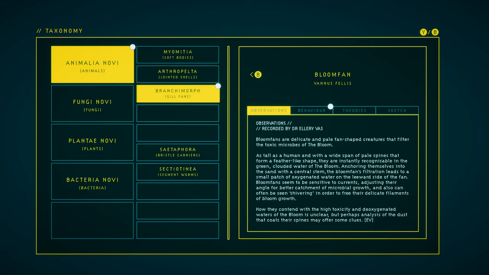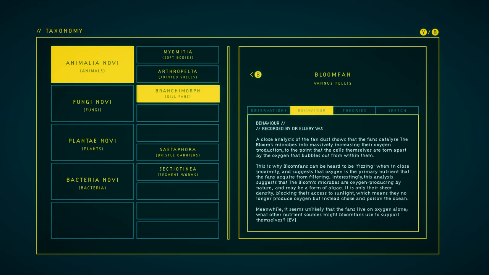Observation and behavior for the bloom fan. Bloom fans are delicate and pale fan-shaped creatures that filter the toxic microbes of the bloom. As tall as a human and with a wide span of pale spines that form a feather-like shape, they're instantly recognizable in the green, clouded water of the bloom. Anchoring themselves into the sand with a central stem, the bloom fan's filtration leads to a small patch of oxygenated water on the leeward side of the fan. Bloom fans seem to be sensitive to currents, adjusting their angle for better catchment of microbial growth, and also can often be seen shivering in order to free their delicate filaments of bloom growths. How they contend with the high toxicity and deoxygenated waters of the bloom is unclear, but perhaps analysis of the dust that coats their spines may offer some clues.